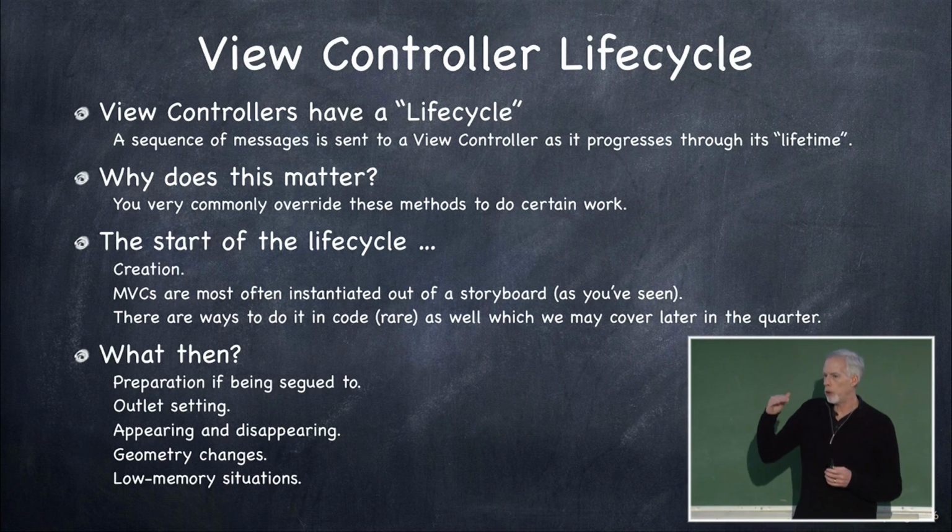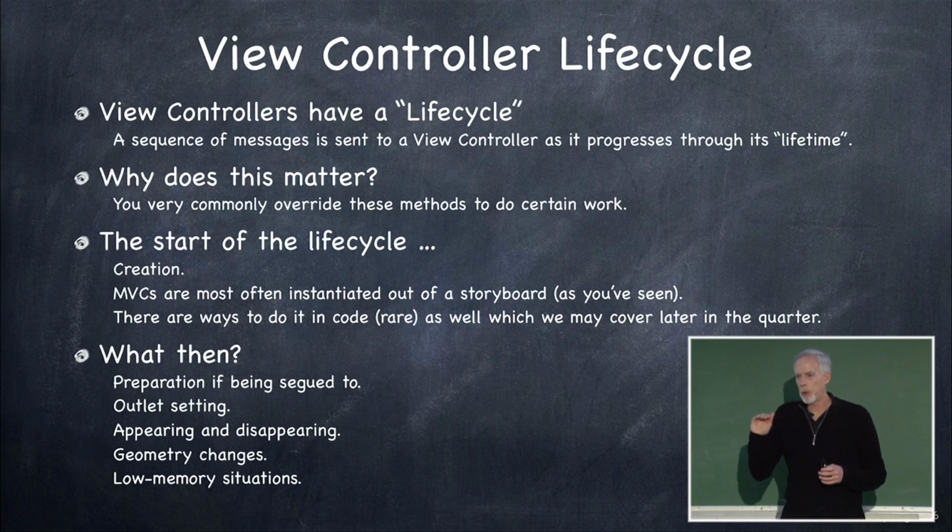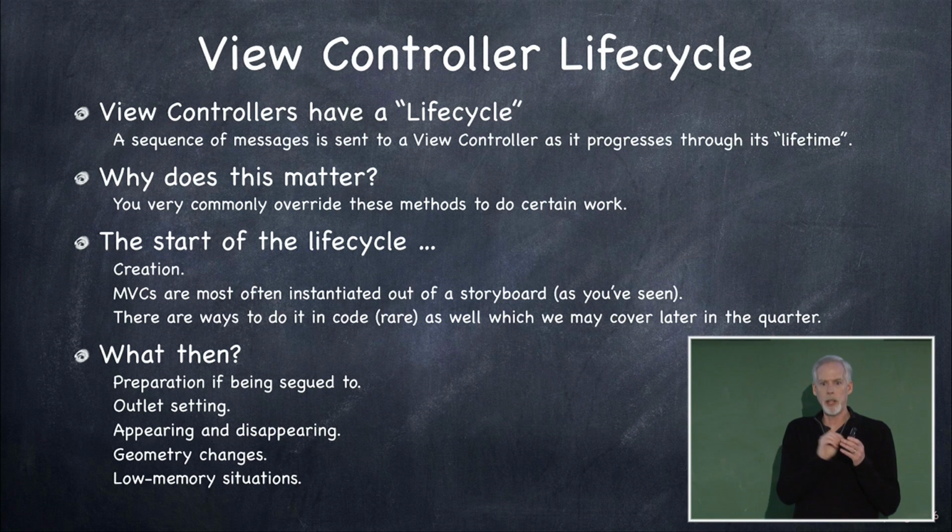After they're created, they go through the following steps. One, they get prepared. Okay, they get segued to, they get prepared. So that happens first. Then outlet setting happens. That's why we had that crasher, because outlet setting happens after prepared. Then they appear and disappear. Okay. Now, this can happen over and over. Okay, this thing can appear on screen, go away, appear on screen, go away. For example, when we had the iPad version of our demo here, and I would pull out the master, and then I would hide it. And I'd pull out the master, and then I would hide it. Okay, it was appearing and disappearing.